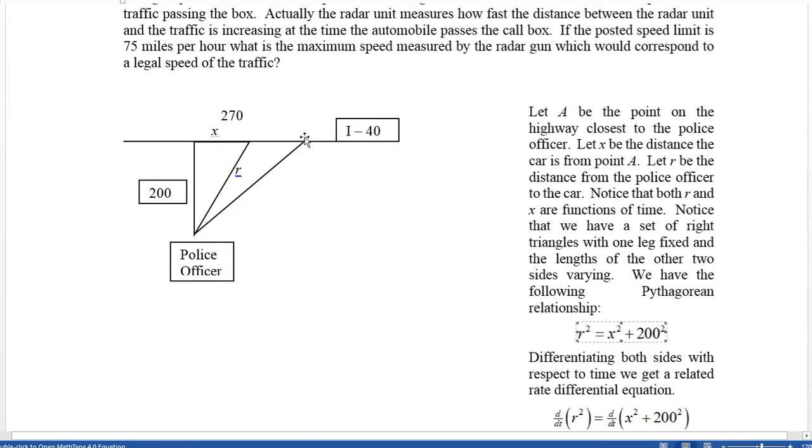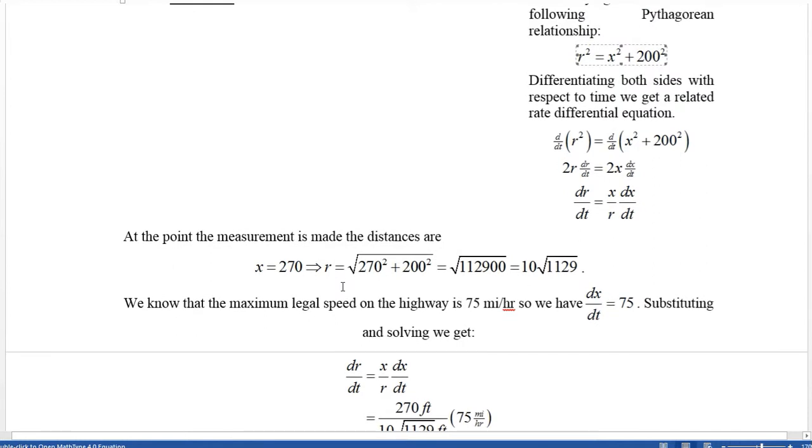So we know that x is actually 270 feet at that point. What is r? Well, let's see. When x is 270, r is the square root of 270 squared plus 200 squared. That's the square root of 112,900, or 10 times the square root of 1,129. Okay, and we'll round off things at the end here. But we can plug these numbers in at this point.